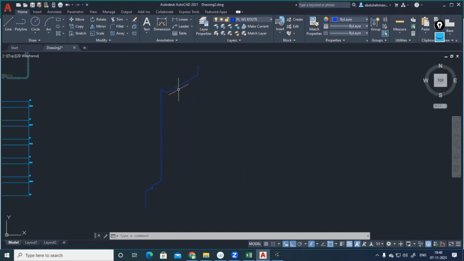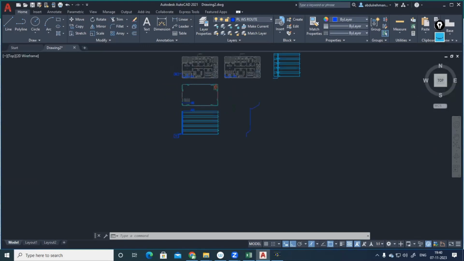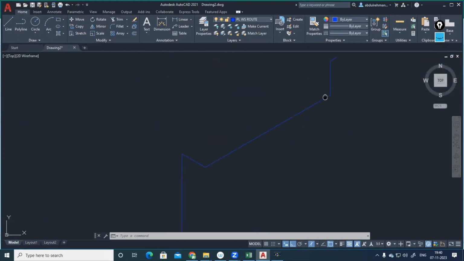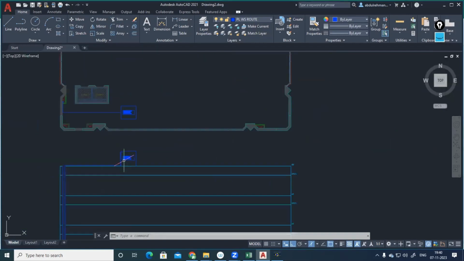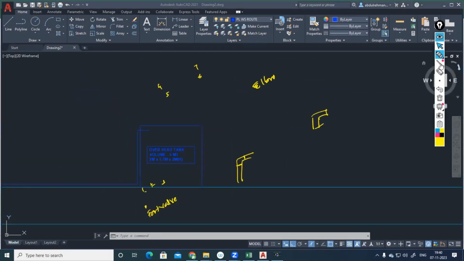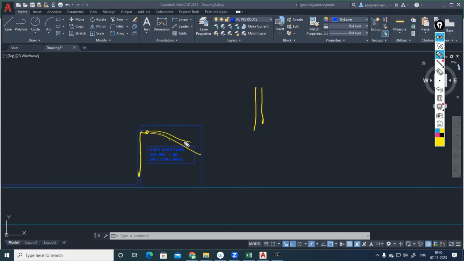It is not mandatory to make the isometric layout in the plan itself. You can assume that, but if you are making the isometric layout, you will not miss any fitting. And also when the water has reached the top side, like this it will come. This is your pipe. If the water velocity is too high, the water will be hitting the side wall of your tank.